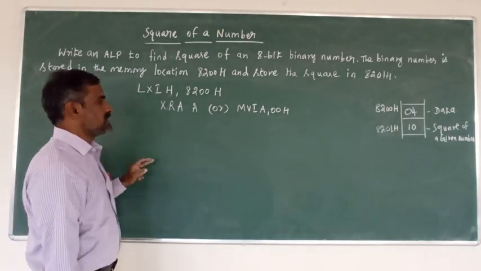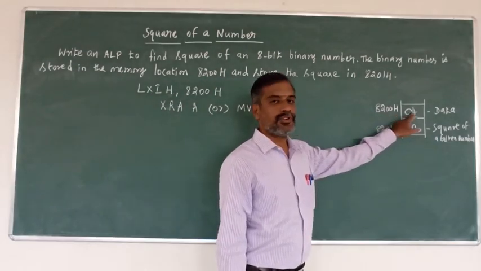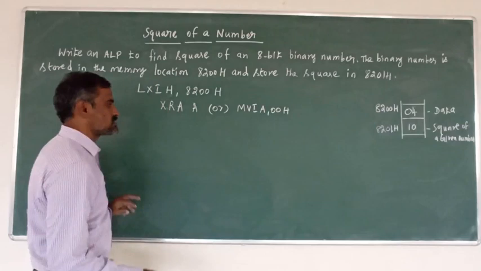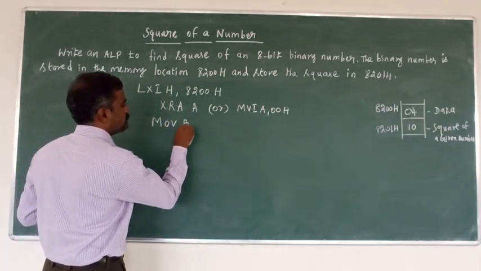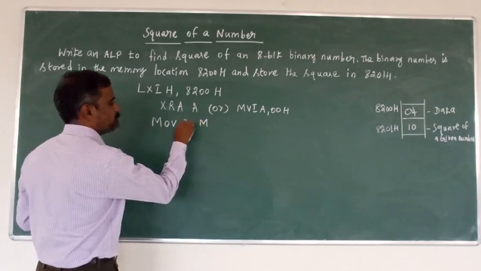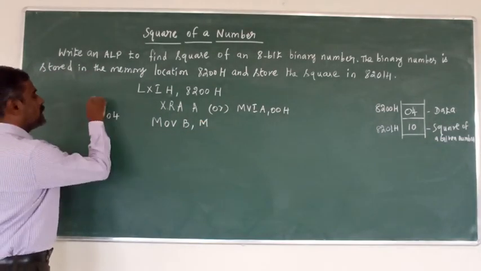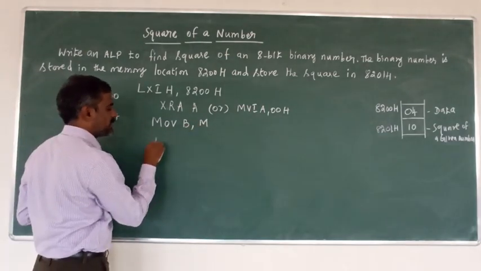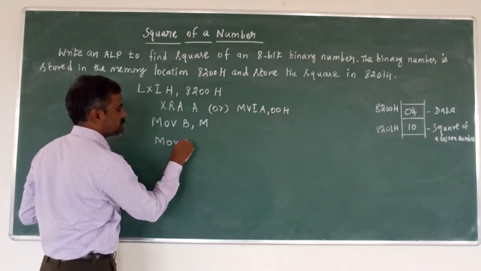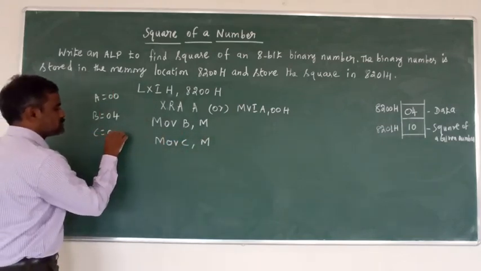Next, the data at 8200, which is 04, is moved to different registers. The memory data is moved first to the B register: MOV B, M. Now B equals 04 and A equals 00. The same data we can move to another register also: MOV C, M. Now C is also 04.